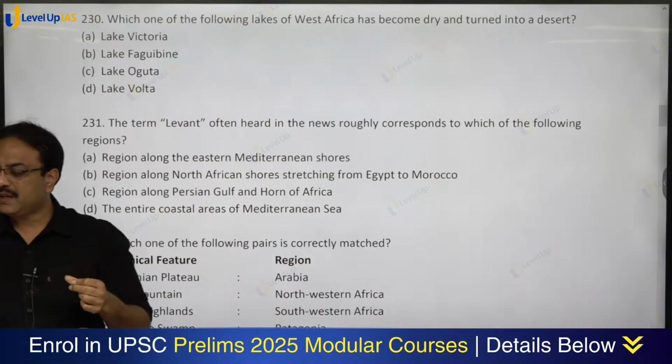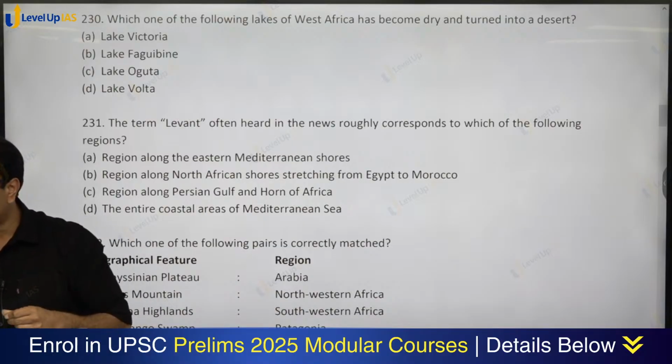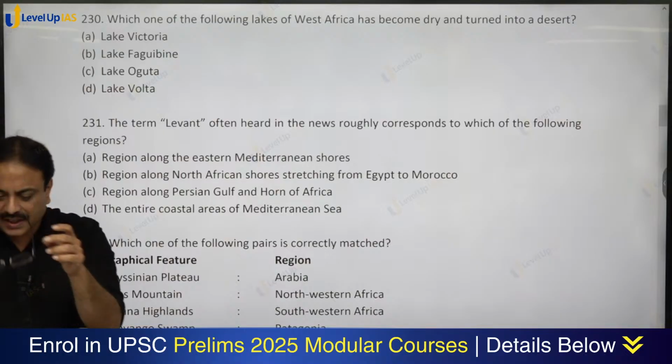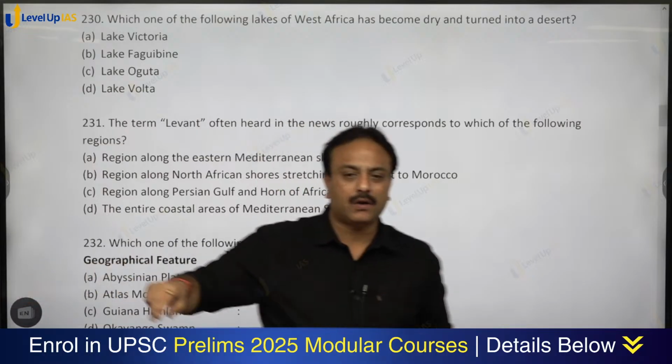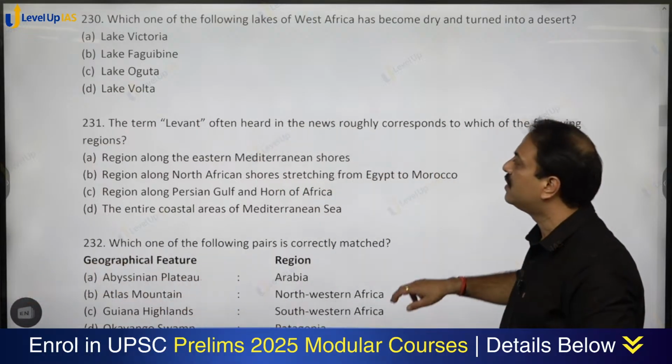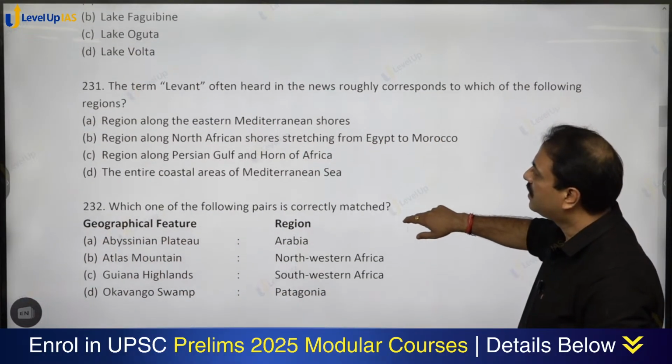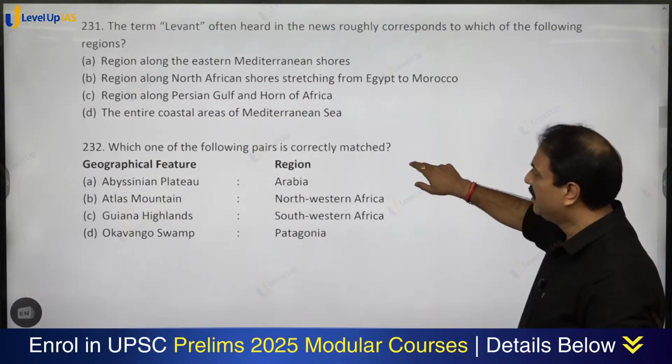Clove Islands in Mozambique. Along Madagascar, there are three islands, Pemba, Mafia and Zanzibar. Along Tanzania, they are known for cloves. Here the answer was Faguibine.